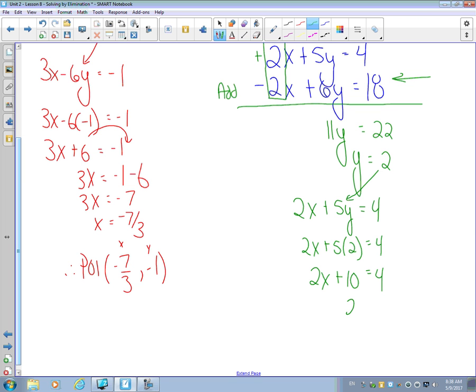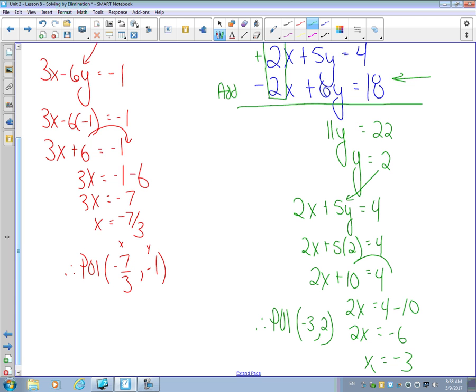And get numbers on one side, letters on the other. So we're going to bring the 10 over here. So it becomes subtracting. That's negative 6. And if I divide that out, I get negative 3. So my POI, with the x, which was negative 3, and the y, which was 2. Make sure at the end you write down POI for me. You did all the math. Give me the right answer, right?